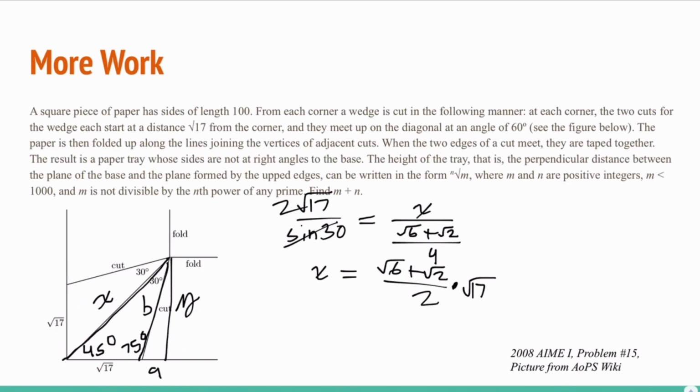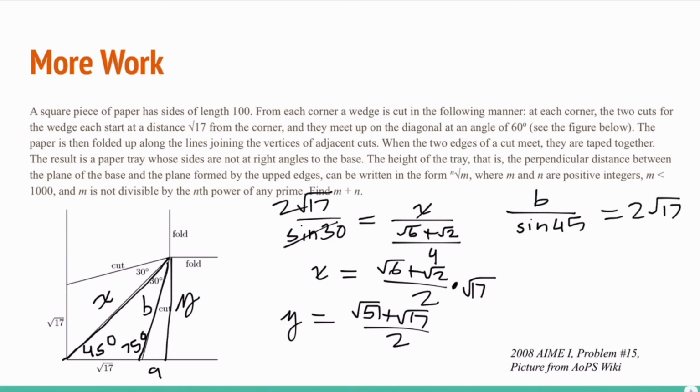But we want x by root 2 because we want y. So y is equal to root 51 plus root 17 over 2. Now, we also want b, and we can get that by the law of sines again. We get that b by sine 45 is equal to 2 root 17, and sine 45 is root 2 by 2, so this becomes root 2, or b is equal to root 34.